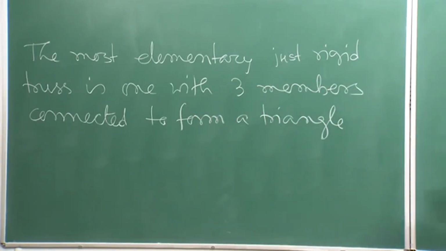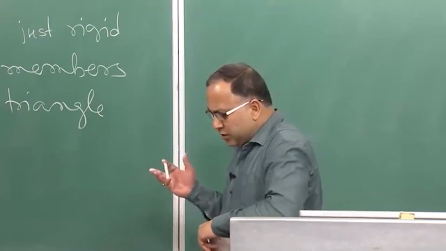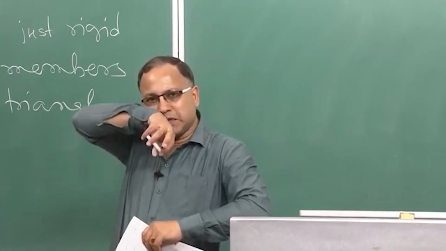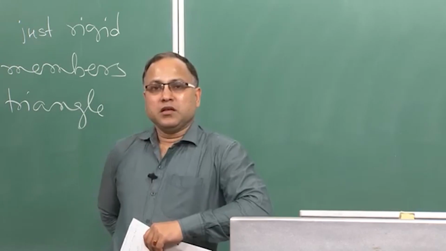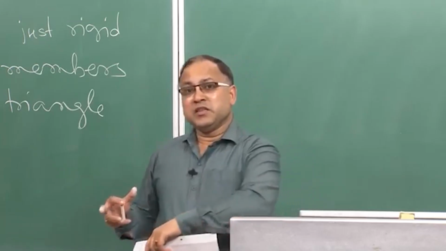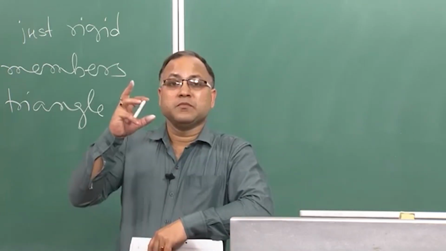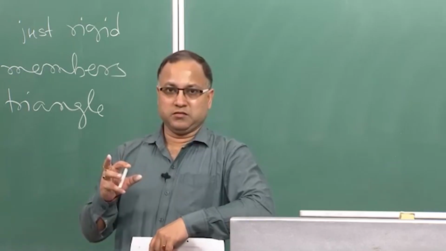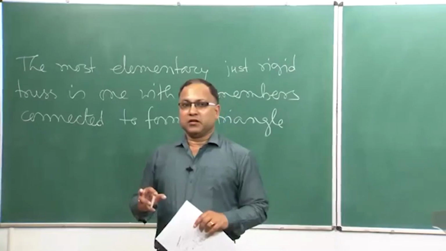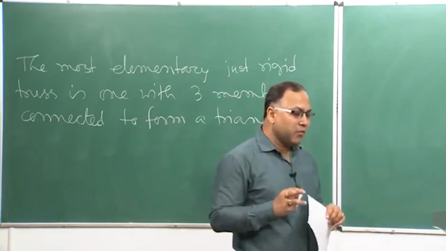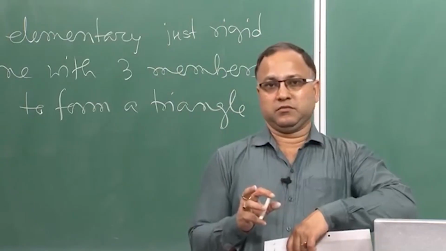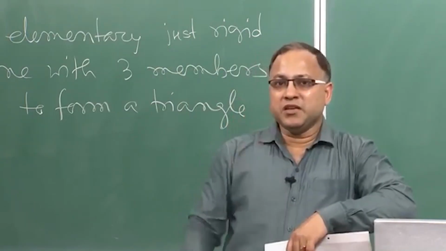The most elementary, already we have seen that with 2 members, if you look at the previous example, it was not rigid, it was not stable, right. Immediately you connect one more member which will form a triangle, that was giving me the just rigid structure. So, that is the elementary structure which will be just rigid. That means, for getting a just rigid structure, the minimum number of members should be 3, making a triangular pattern. That will be your elementary truss.